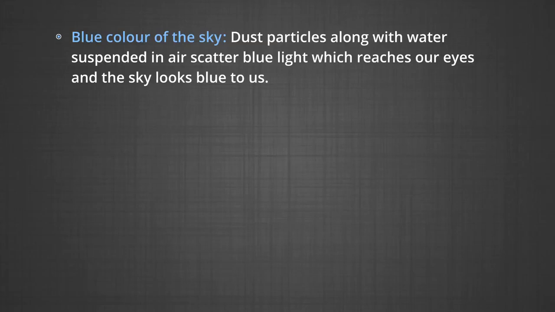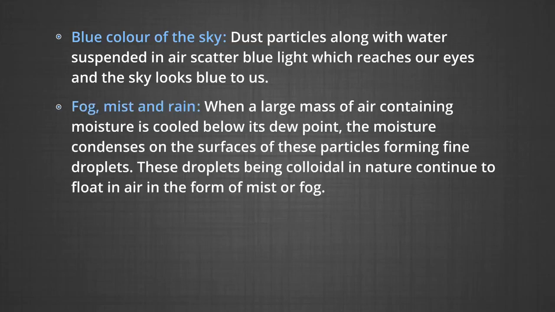Dust particles along with water suspended in air scatter blue light which reaches our eyes and the sky looks blue to us. Number 2, fog, mist and rain. When a large mass of air containing moisture is cooled below its dew point, the moisture condenses on the surface of these particles forming fine droplets.